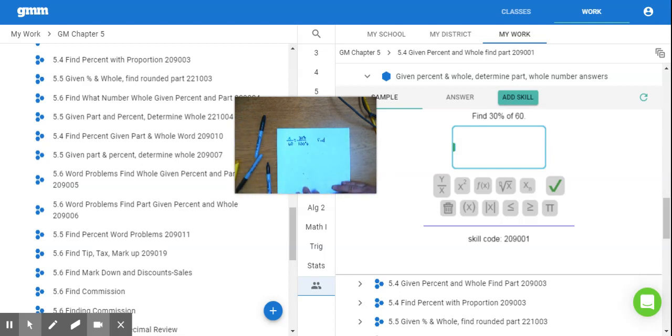And from there, we just take our calculator. We cross multiply 60 times 30, and we divide by 100. And I can use my calculator for that. 60 times 30 divided by 100. My answer is 18. So 18 is 30% of 60. Okay? All right, that's one type of problem.